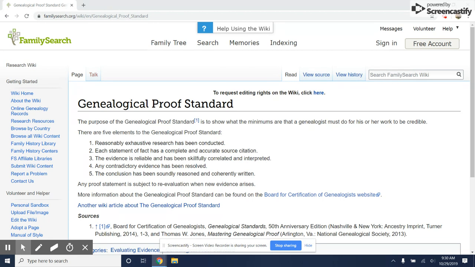Basically what the genealogical proof standard is, it tells us what the minimums are that we should do for our work to be credible. And credibility is important in genealogy because we want to prove that we know that the information we have is accurate, so that our tree is as accurate as possible, an accurate representation of not only where we came from genealogically, but also in family history.